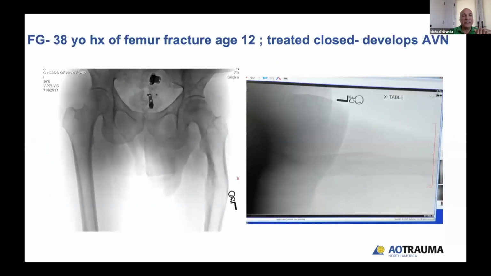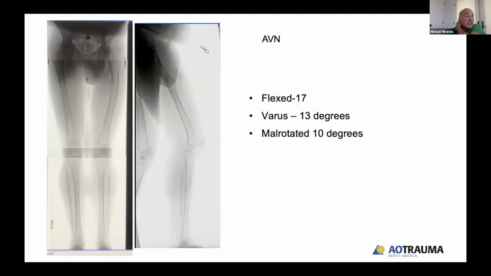Let's look at another case. This is a young man, 38 years old, had a history of a femur fracture when he was young, age 12. He was treated closed. He developed avascular necrosis, and he was actually referred by my arthroplasty partner for potential osteotomy in order to resolve his malalignment before proceeding with the total hip. So you can see here he's got some flexion, 17 degrees. He's got varus at 13 degrees, and he's malrotated 10 degrees. He's got a relatively minor malrotation, but still, if I'm going to fix it, I'm going to just try and get as much done as possible.